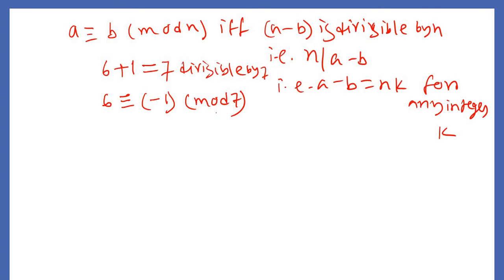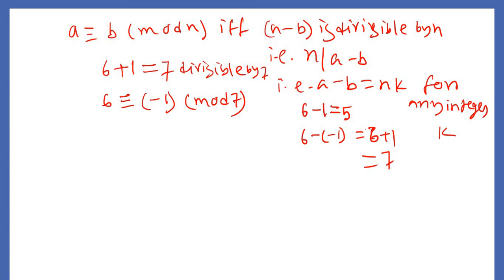Why are we taking minus 1 on the right hand side? Here a congruent to b mod n means n divides a minus b. So if I take 1, then it would be 6 minus 1, which is 5, and 5 is not divisible by 7. But if I take minus 1 on the right hand side, then 6 minus of minus 1, that is 6 plus 1, that is 7, and 7 is divisible by 7. That is why we are taking minus 1 on the right hand side instead of plus 1.